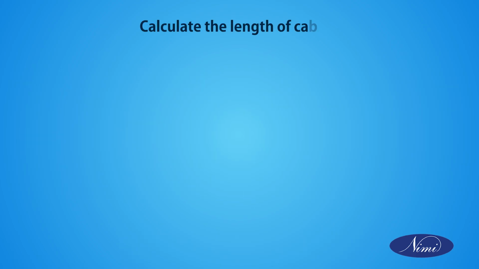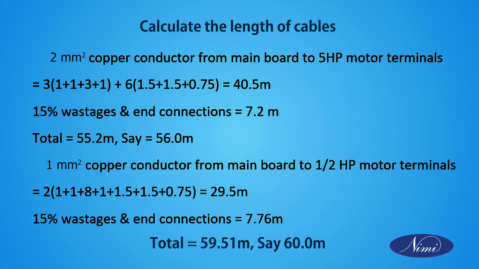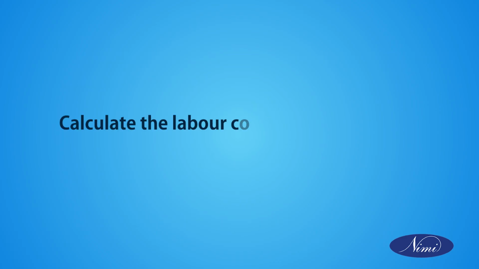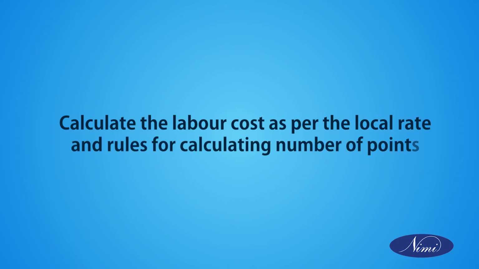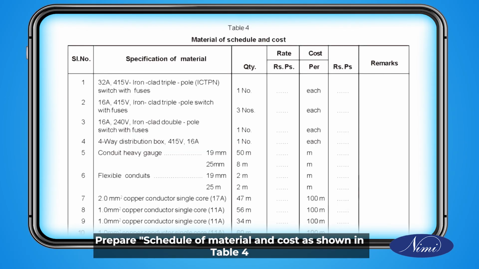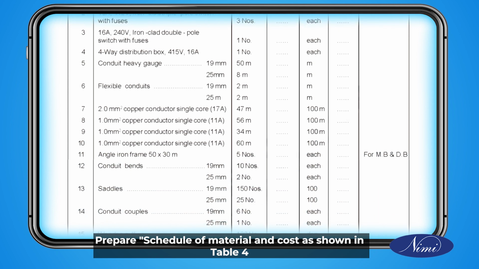Calculate the length of cables. Total 59.51 meter, say 60 meter. Calculate the labor cost as per the local rate and rules for calculating number of points. Prepare schedule of material and cost as shown in Table 4.